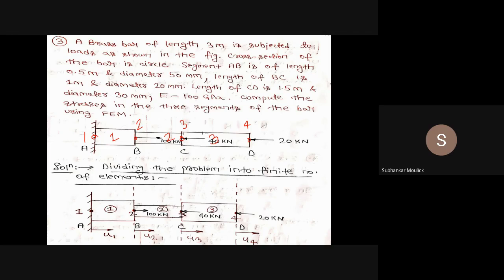If I assume that node 1 has displacement U1, node 2 has displacement U2, node 3 has displacement U3, and node 4 has displacement U4, linear displacement, then from the problem it is very clear that U1 is equal to 0.